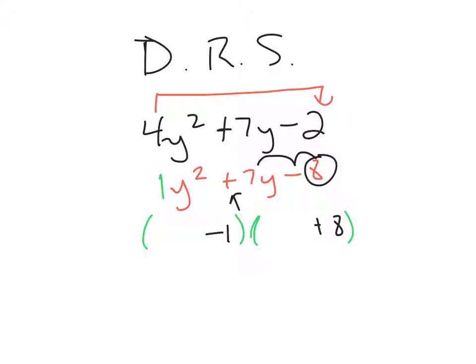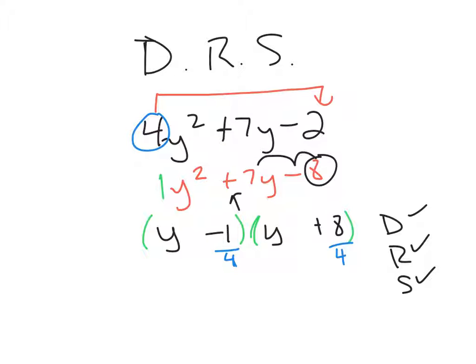Remember, y times y gives me y squared. So now I'm ready to do the divide, the reduce, and the swing. The divide: I'm going to bring back this 4, and you have to bring it back right here. So that's the divide part. Now we're going to look at those fractions, and we're going to reduce if we can. In this case, 1 over 4 can't reduce anymore. So I've done the divide, I've done the reduce, now I'm going to swing this 4 to the front, and I get 4y minus 1.